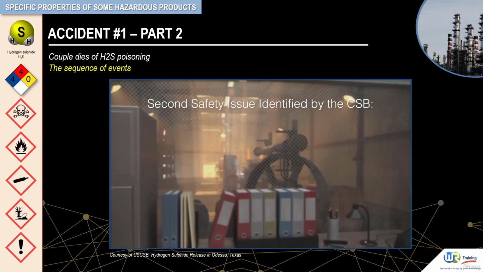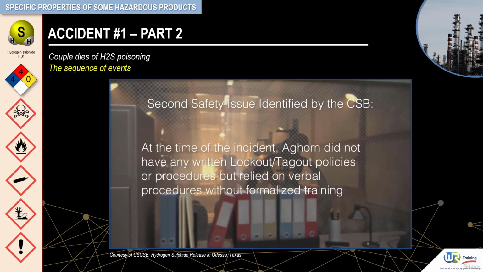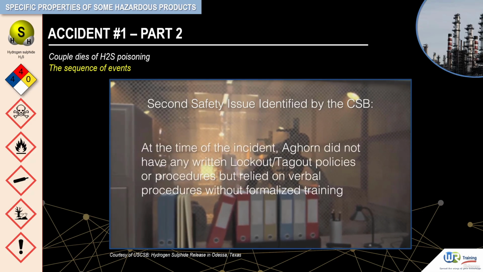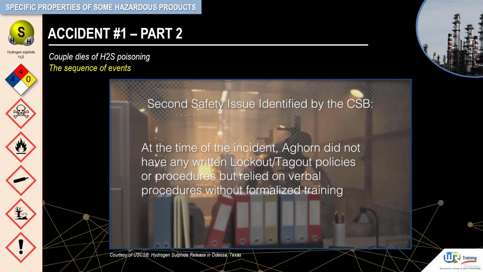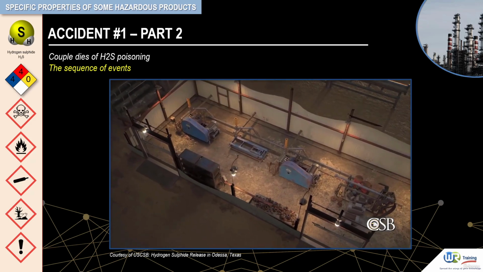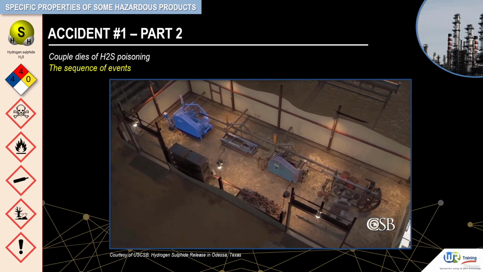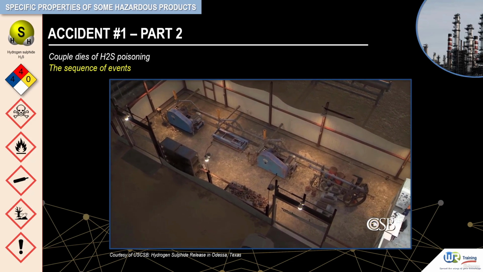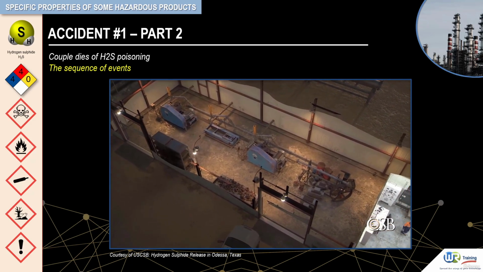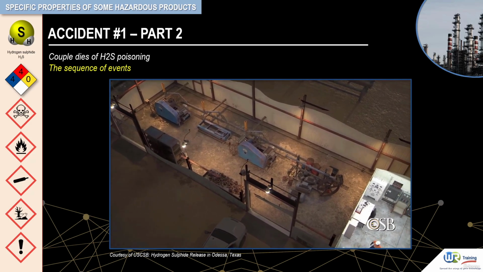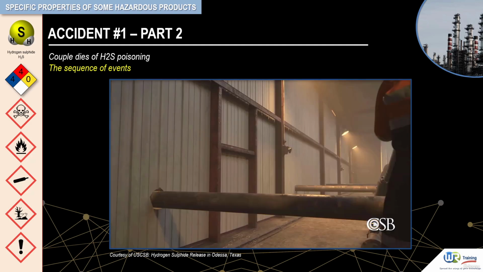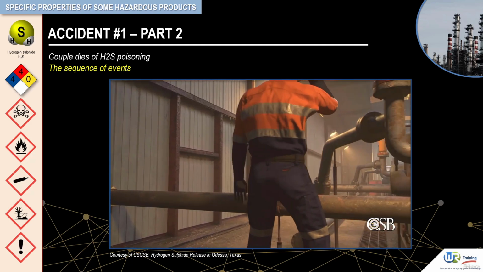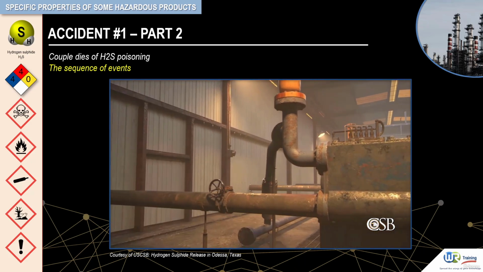The second safety issue CSB investigators discovered is that at the time of the incident, Aghorn did not have any written lockout-tagout policies or procedures, but relied on verbal procedures without formalized training. On the night of the incident, the pumper did not properly perform lockout-tagout to de-energize the pump before performing work on it. Instead, he started to close the pump's valves while the pump was still configured to be automatically operated by the control system. As a result, the control system automatically turned the pump on, and water containing hydrogen sulfide was able to escape from the pump when the discharge valve was closed.